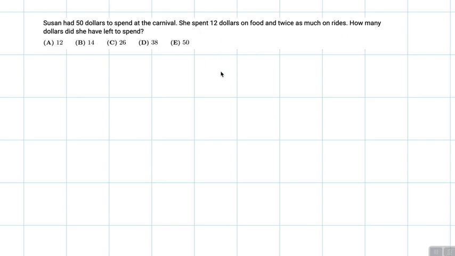So she spent $12 and then twice as much on rides, so that's 24. So this is 36. So the amount she had left to spend is 50 minus 36, which is 14. So answer choice B.